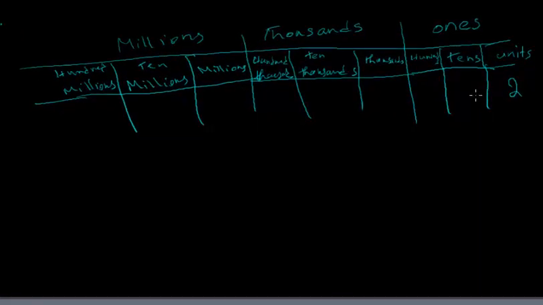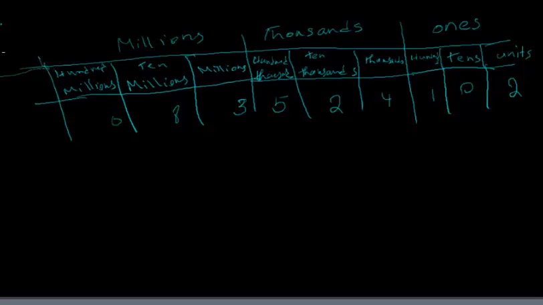Two units. 0 tens. 1 hundred. 4 thousands. 2. 5. 3. 8. 0.